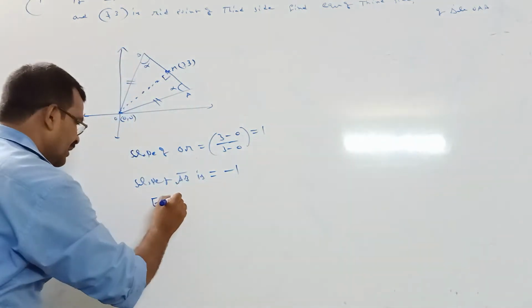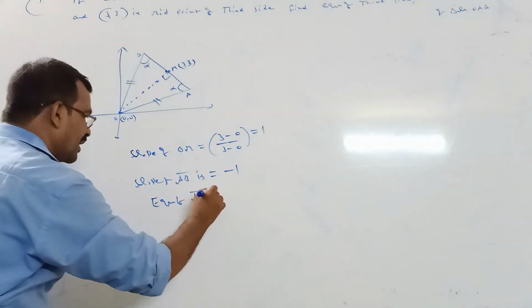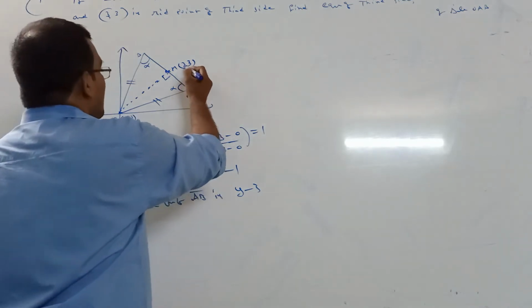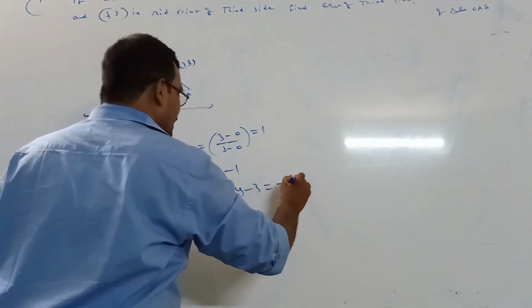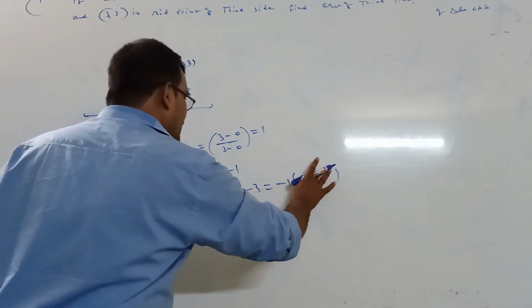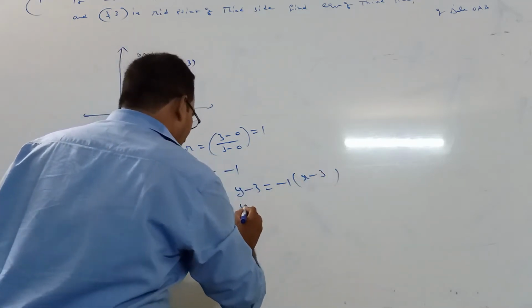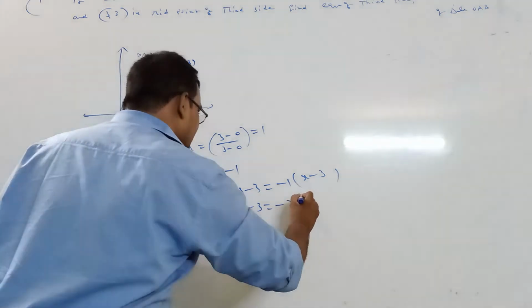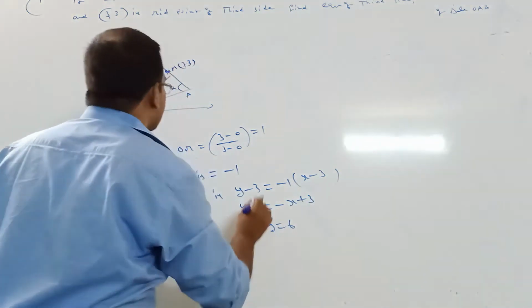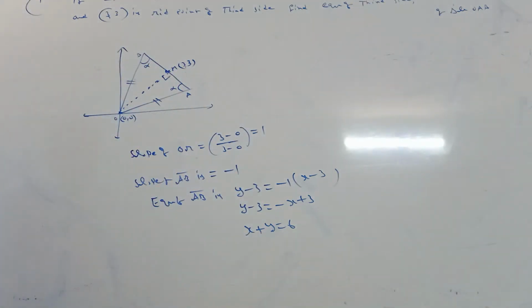Then I am finding the equation of AB: y minus y1 equal to minus 1 into x minus x1, where this is the point x1 y1. That means y minus 3 equal to minus x plus 3. So x plus y equal to 6. This is the equation of the third side.